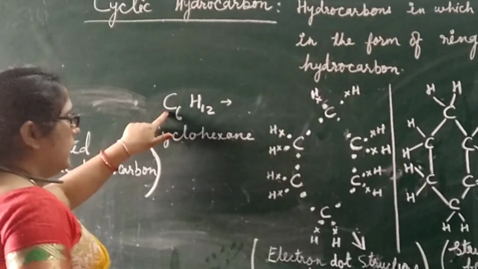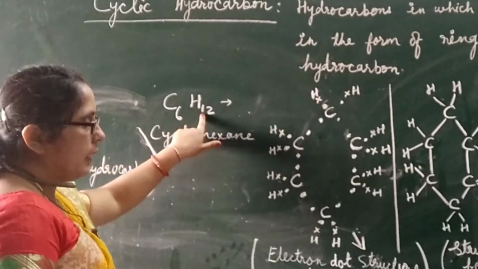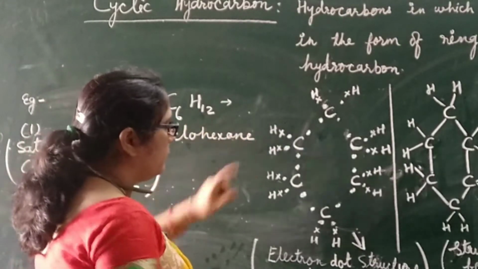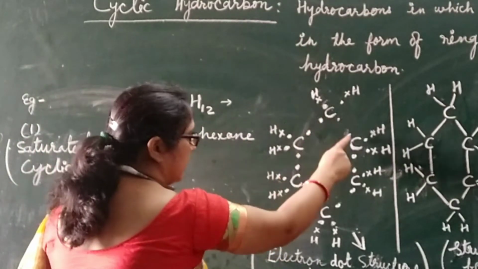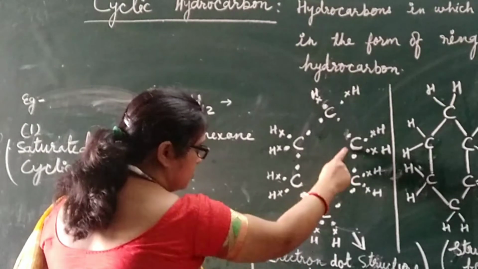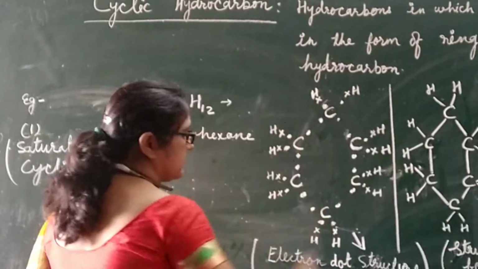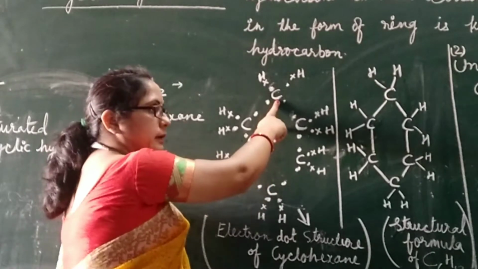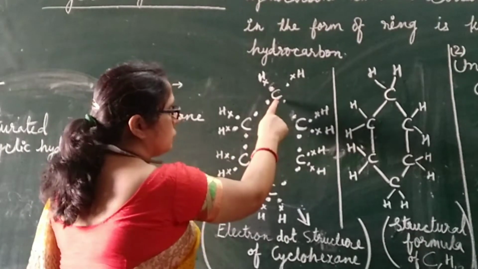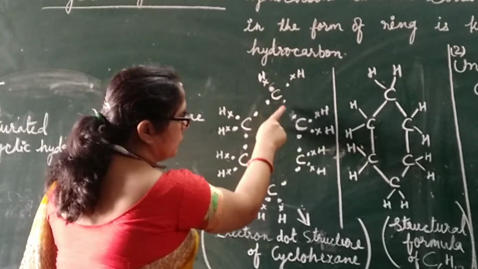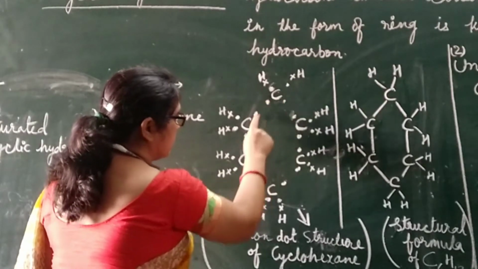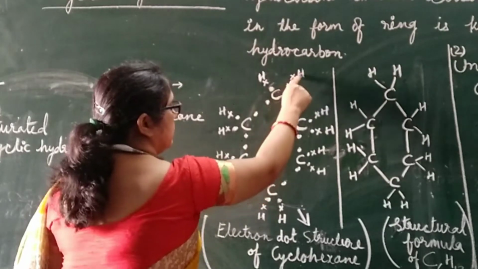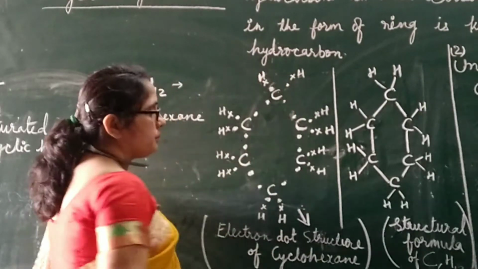Cyclohexane has the formula C6H12. When we draw the dot structure of C6H12, you can see here the 6 carbon atoms are present, 1, 2, 3, 4, 5 and 6. Because carbon has valency 4, this carbon shares 1 electron with this carbon and 1 electron with this carbon. The left 2 electrons of carbon are shared with the 2 hydrogen atoms.